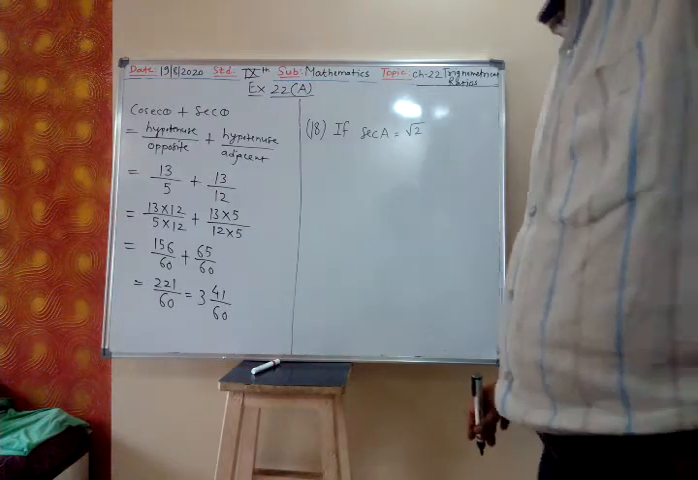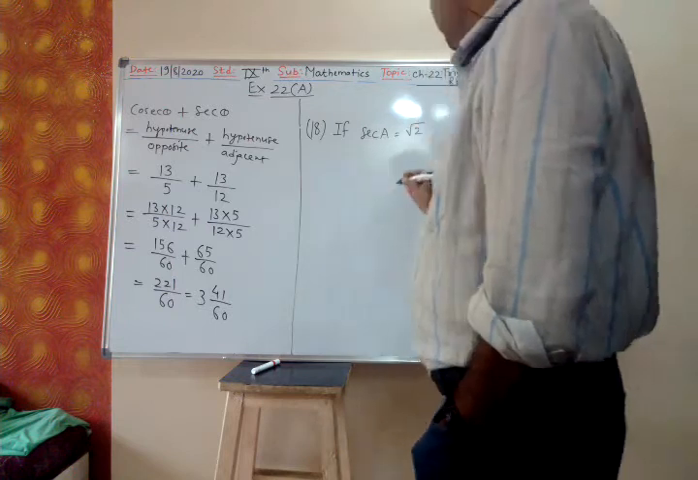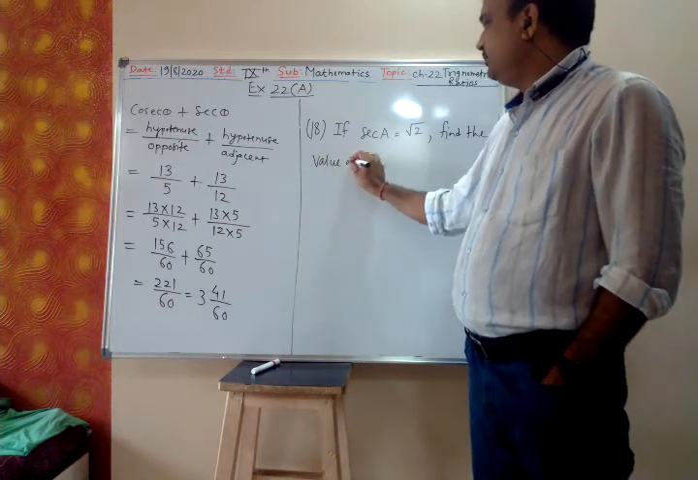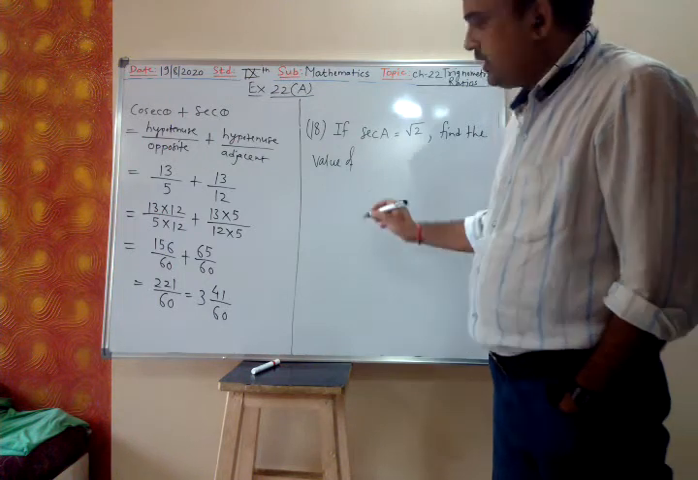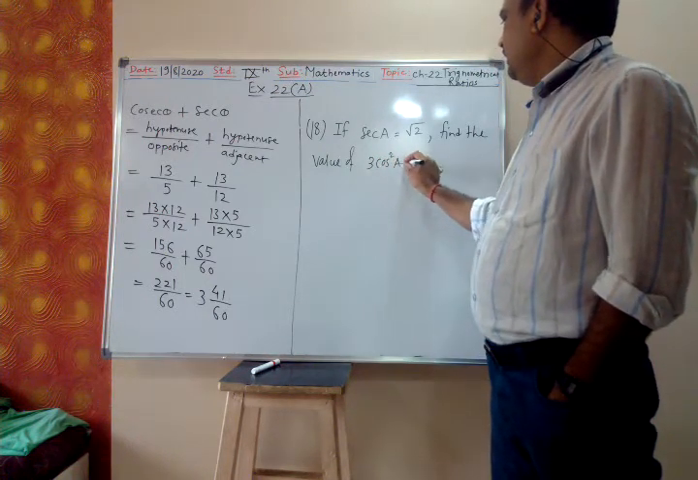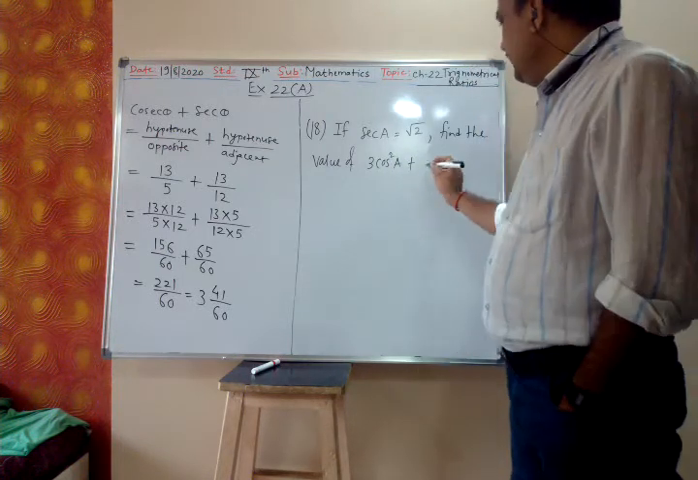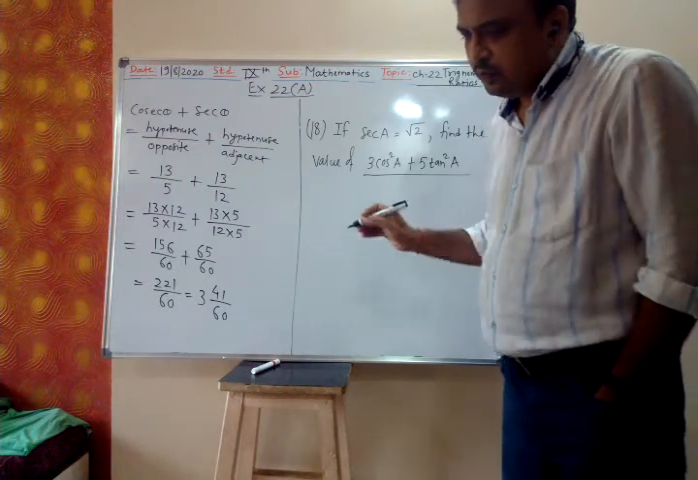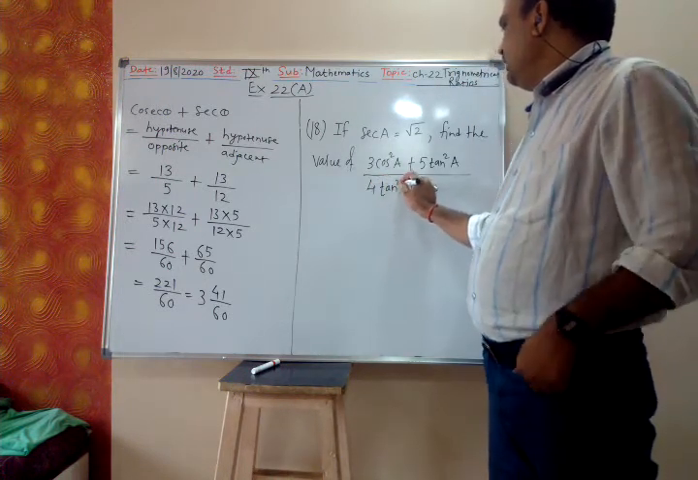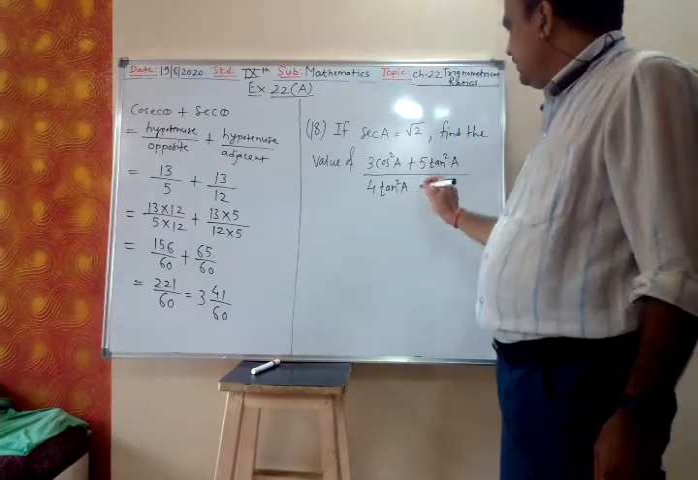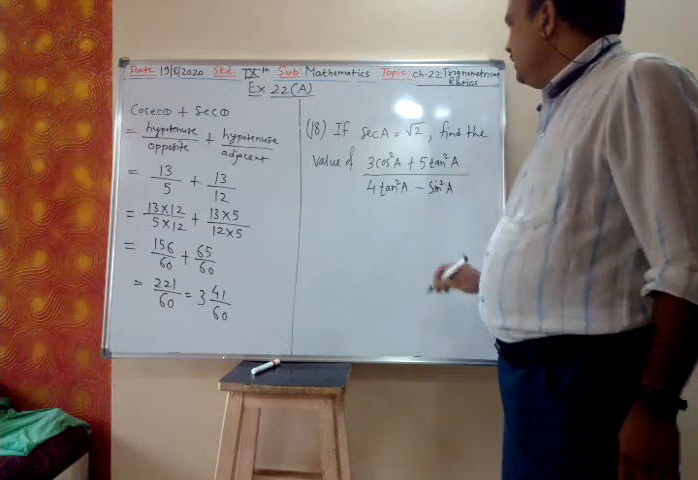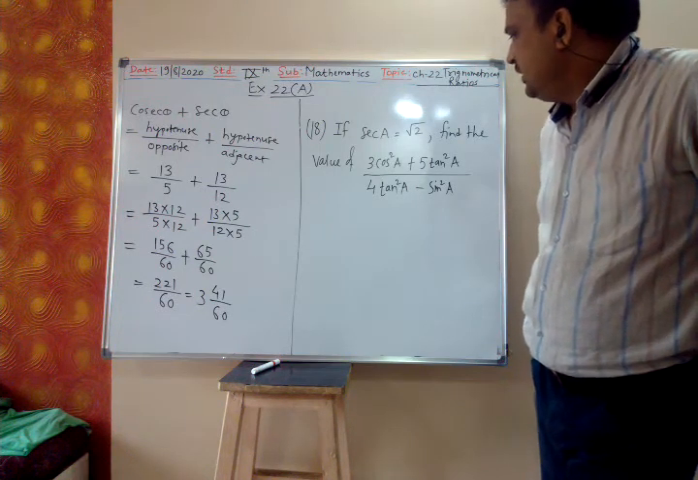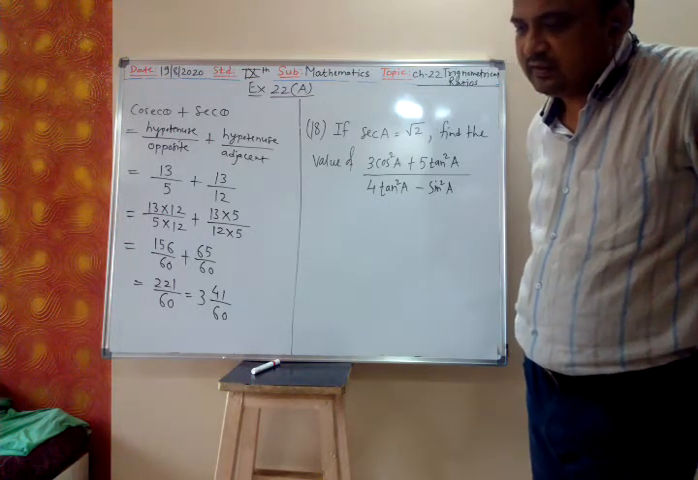If sec A is root 2, find the value of 3 cos square A plus 5 tan square A upon 4 tan square A minus sin square A. So if sec A is root 2, find the value of 3 cos square A plus 5 tan square A divided by 4 tan square A minus sin square A. So let us solve this.